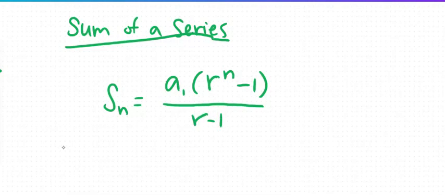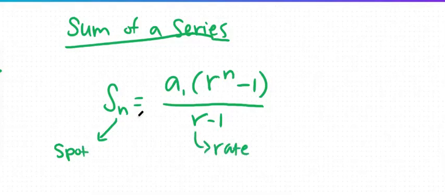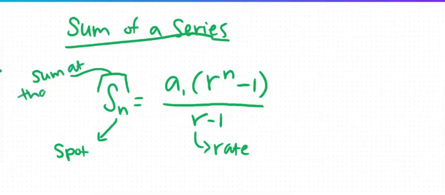My values are all going to mean the same thing. n is the spot. r is the rate. S sub n as a whole is the sum at that spot. And a sub 1 is the first term. Everything means the same thing it did. We just have our variables in a different spot. So let's do an example using this equation here.